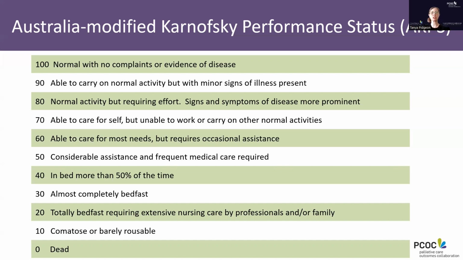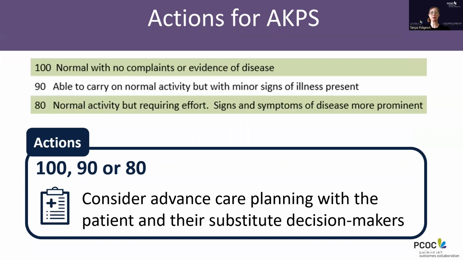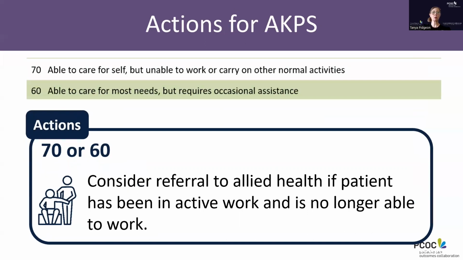Here are some possible actions or responses to the Australian Karnofsky Performance Scale scores. So here we have a score between 100 and 80. While the patient's Karnofsky is still in the higher levels here, this may be the appropriate time to consider advanced care planning. Once the Karnofsky decreases to 70, the patient is no longer able to work or carry out other activities. If they have had to cease work, a referral for social work would be appropriate.